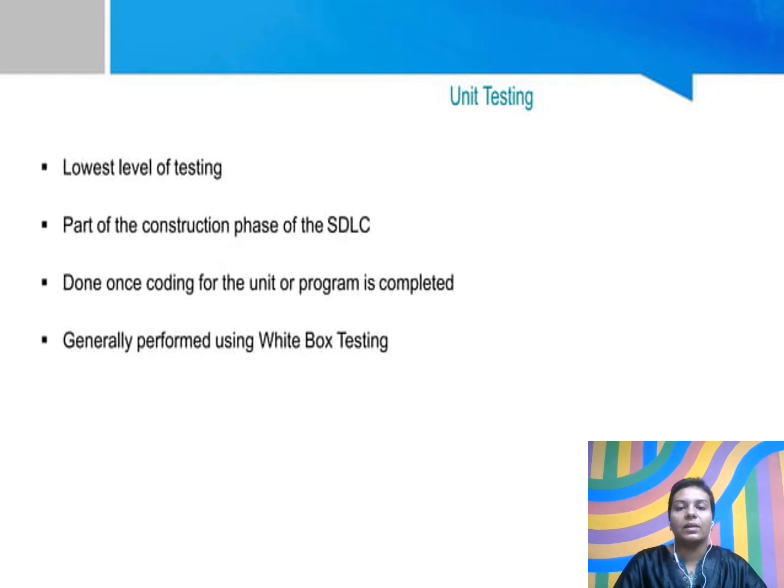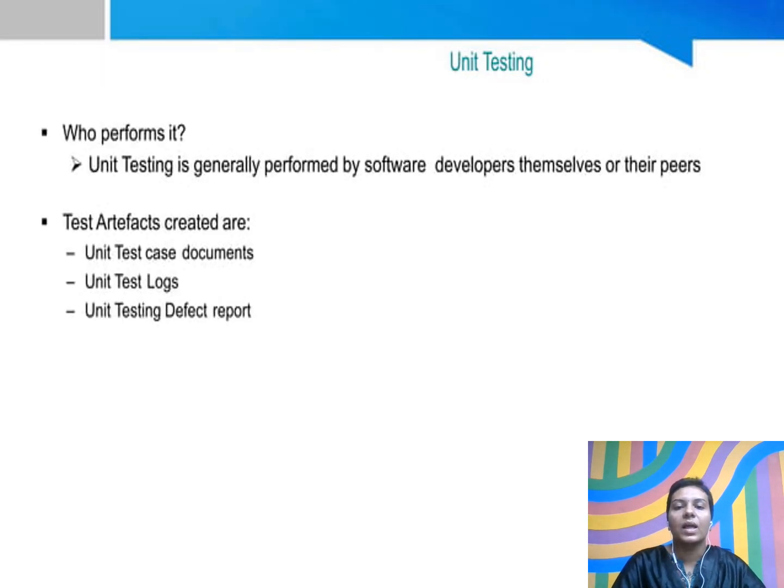Unit testing. The major important points of unit testing are low-level testing. It is the lowest level of testing, part of the construction phase of the software development lifecycle, done once coding for the unit or program is completed, generally performed using white box testing. Unit testing is performed by the software developers themselves or by a peer. As unit testing is done by the software developer, even the smallest module can be tested by the developer, and then the developer can proceed with the further development of the software.